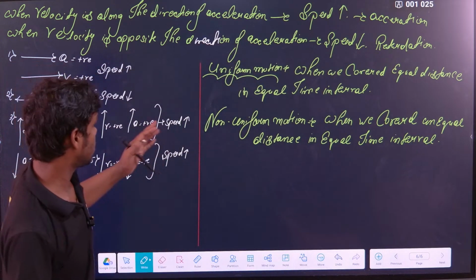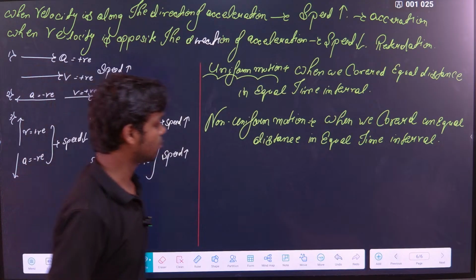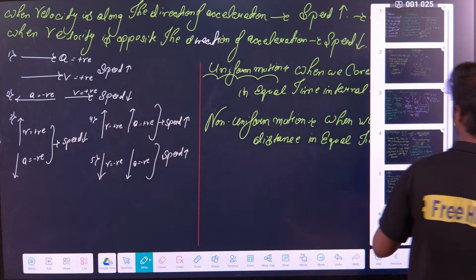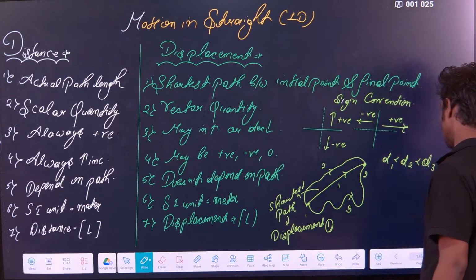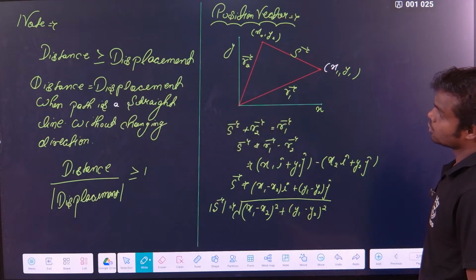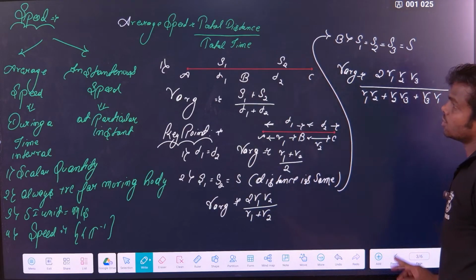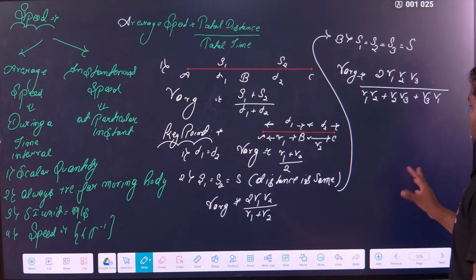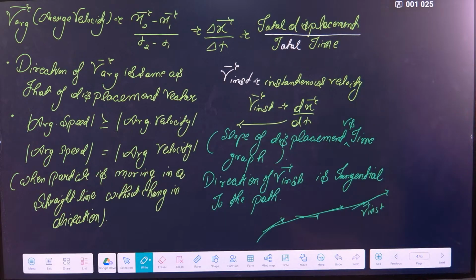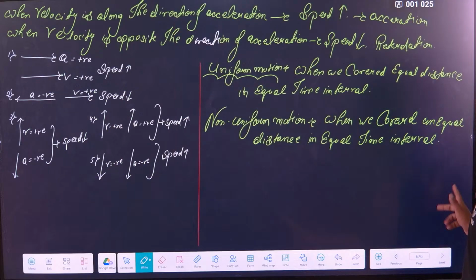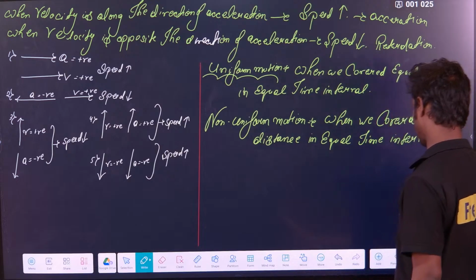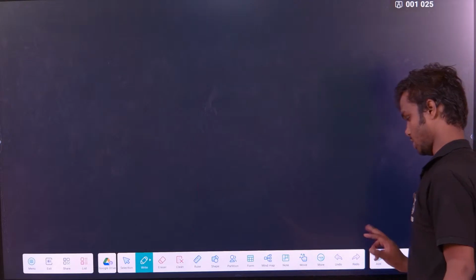Clear? So this is the basic theory part which is present in this chapter. I hope it is very clear to you. First we started with distance, then we went to displacement, then we moved to the position vector, and then we understood speed, average speed, and the important cases. Then we saw average velocity, then instantaneous velocity. Similarly, we saw acceleration, the acceleration formula, and then when there will be acceleration and when there will be retardation. Clear? Okay.